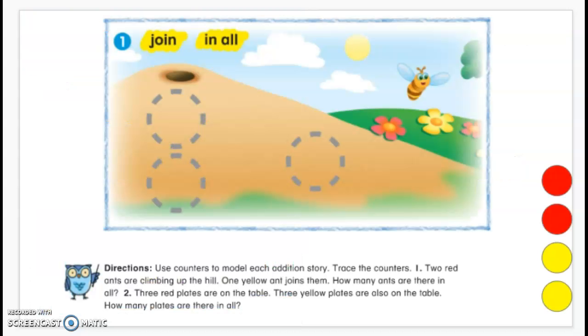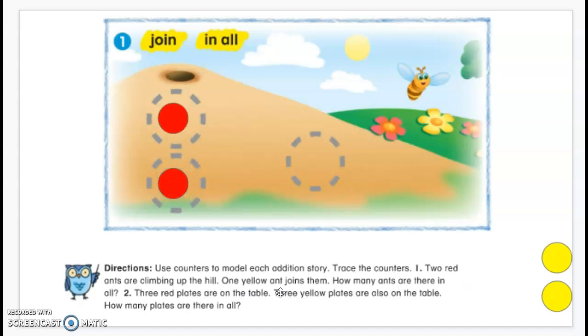Let's look at another story using our circle as counters. So the addition story says 2 red ants are climbing up the hill. So we heard and read the number 2, so let's put 2 counters to represent the 2 red ants. 1, 2. Let's keep reading our addition story.